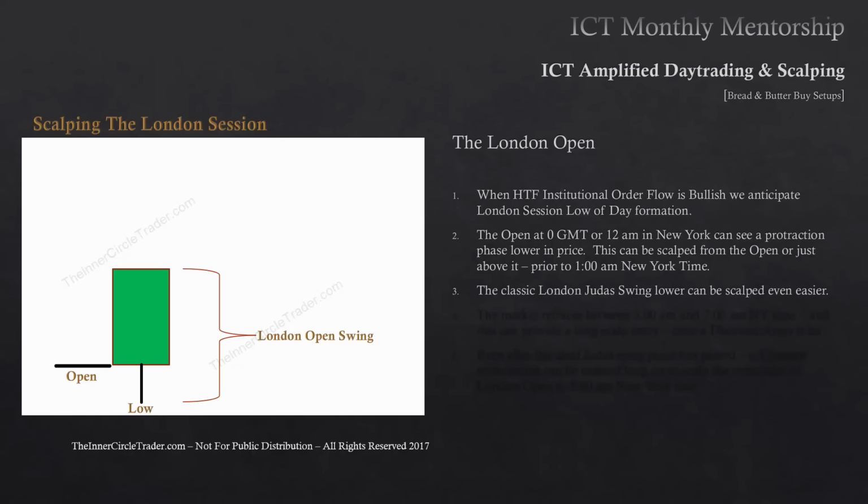The classic London Judas swing lower can be scalped even easier. If you're looking at the midnight candle in New York, that move that drops down from that candle, in my opinion, is a little bit easier to scalp, even if you're going to be seeing a higher close on the day. But Asia's open can be a little bit tricky because you could have a really tight Asian range, and it doesn't do anything. The market retraces between 5 a.m. and 7 a.m. New York time, and this can provide a long scalp entry once a discount array is hit.